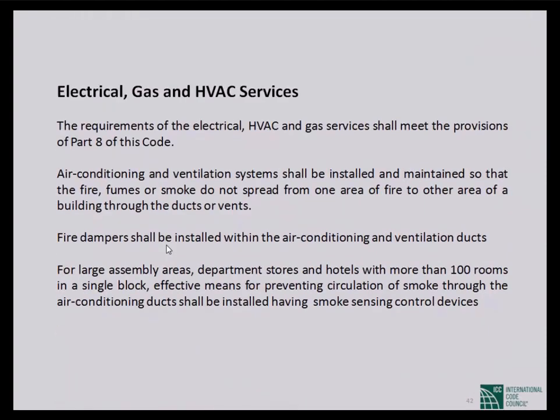Now I would like to say something very little about the electrical, gas and HVAC systems. That is not detailed here in BNBC Part 4. This is a very small area. The detail is in Part 8, which is referred to here. So you can see the requirements of electrical, HVAC and gas services shall meet the provisions of Part 8, which is very detailed. So I will not talk about it here. You will learn all of it when it comes.